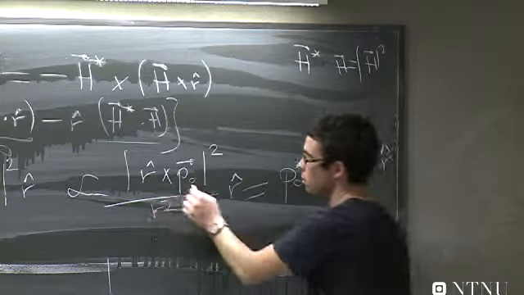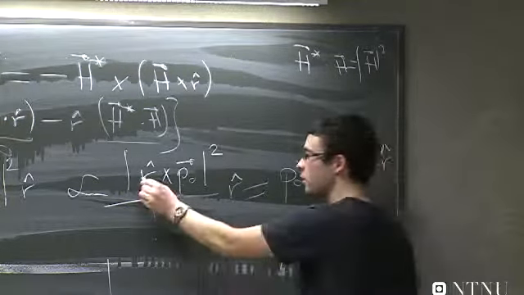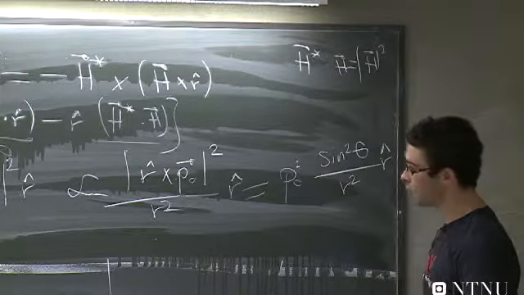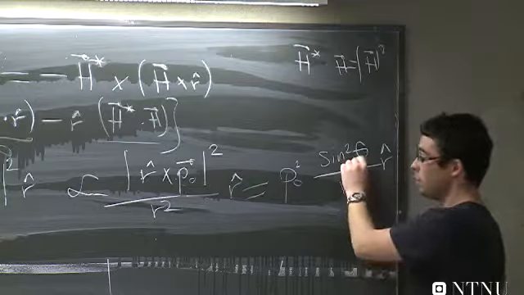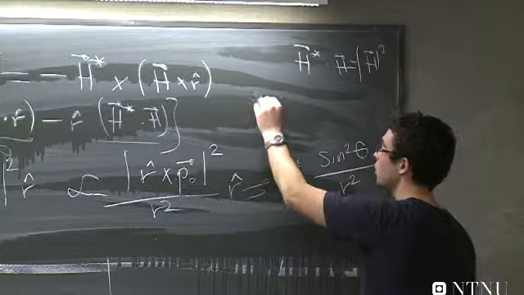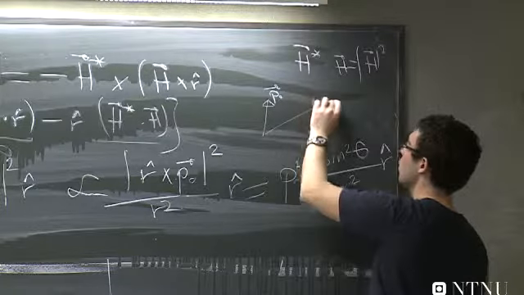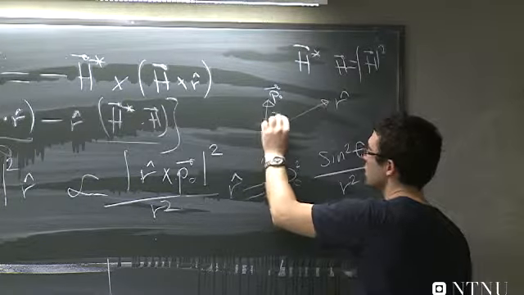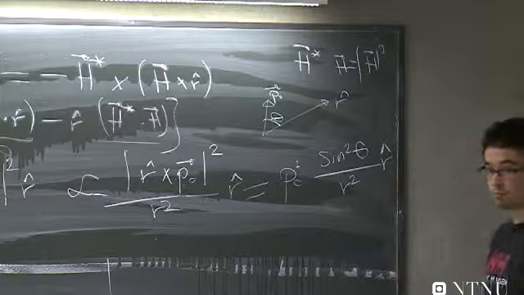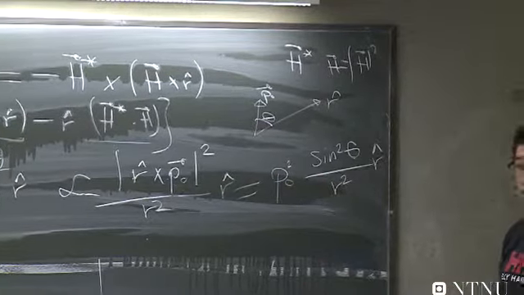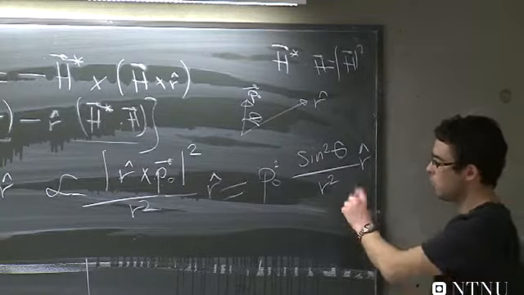Because this cross product, well, that's basically the length of this vector times the length of this vector times the sine of the angle between them. And that's how I define my angle theta. So if I have p naught and r hat, then this is theta, the angle between them. So I use the p naught to create my coordinate system, so to speak.